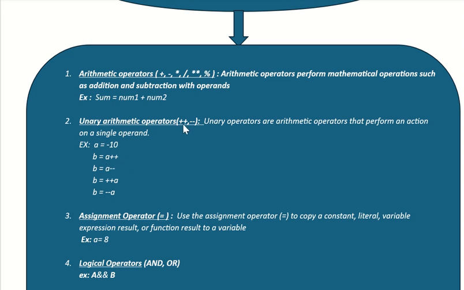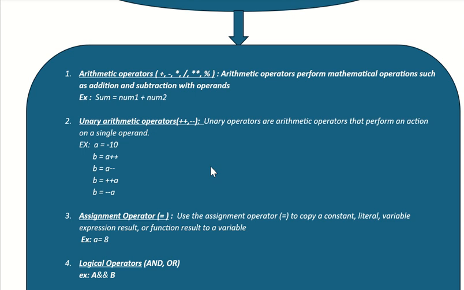Now B. Here the unary operators are plus plus, minus minus. B is equal to A plus plus. So what is plus plus? Plus plus is a unary arithmetic operator and A is the operand. We are using a single operand A with the unary operator plus plus. Same with b is equal to a minus minus, b is equal to plus plus. We will discuss what a plus plus is.